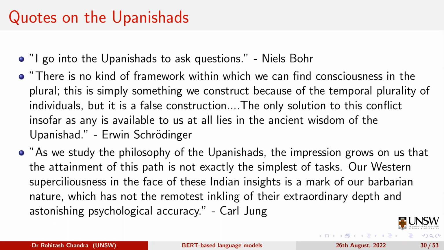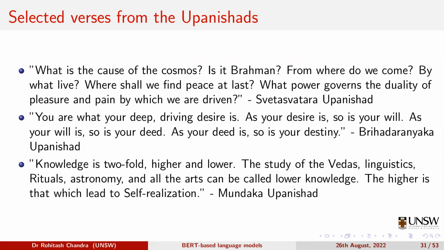And Carl Gustav Jung says, as we study the philosophy of the Upanishad, the impression grows on us that the attainment of this path is not exactly the simplest of tasks. Our Western superciliousness in the face of these Indian insights is a mark of our barbarian nature, which has not the remotest inkling of the extraordinary depth and astonishing psychological accuracy. So Carl Gustav Jung, the father of Western psychology.